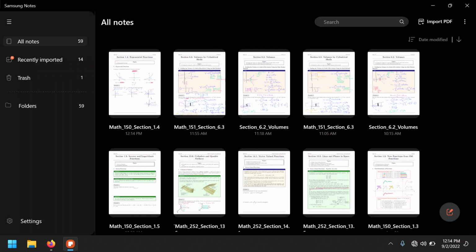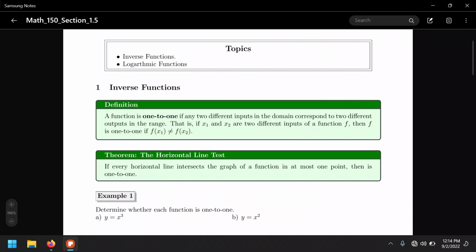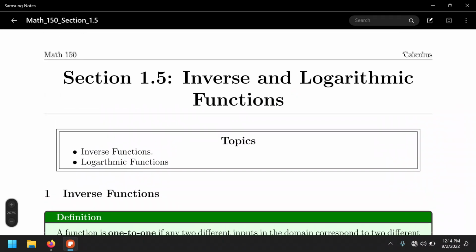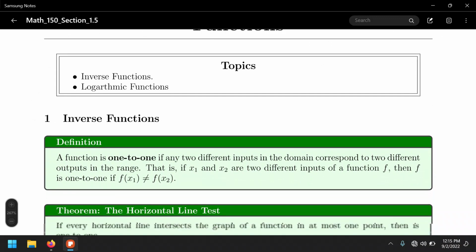So in the meantime, let's move on to today's topic. Here it is. Inverse and logarithmic functions. That's 1.5, and I believe this is the last section in the review. I think next week we will be starting with the actual calculus, starting with limits and all that. So we're going to review inverse functions and logarithmic functions.